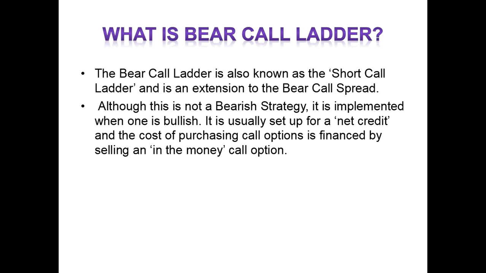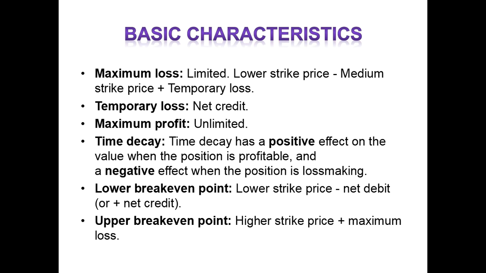So some of the characteristics of this are: the maximum loss here is limited, and the lower strike price minus the medium strike price plus the temporary loss will give you the maximum loss that can possibly happen. The temporary loss that could occur is the net credit. The maximum profit is, however, unlimited. There is a time decay, and it has a positive effect on the value when the position is profitable and a negative effect when the position is loss making.